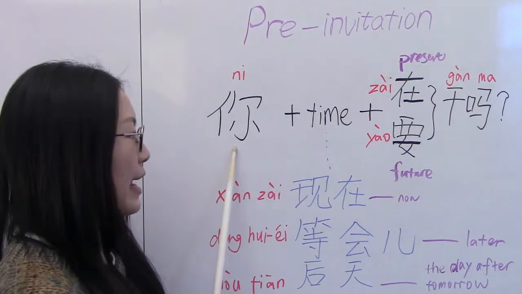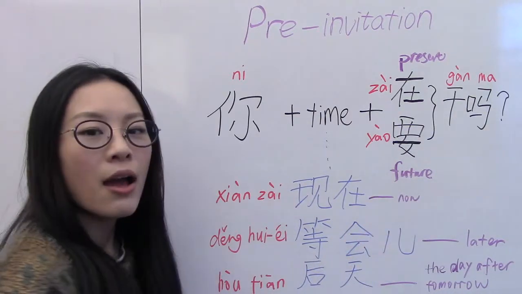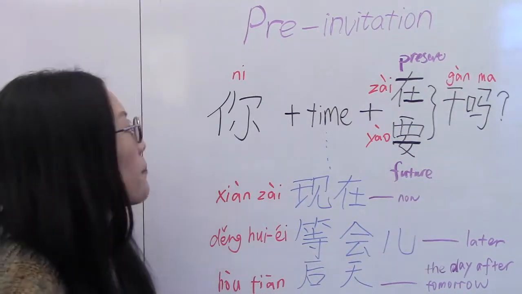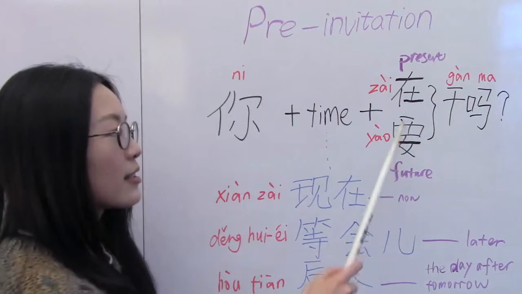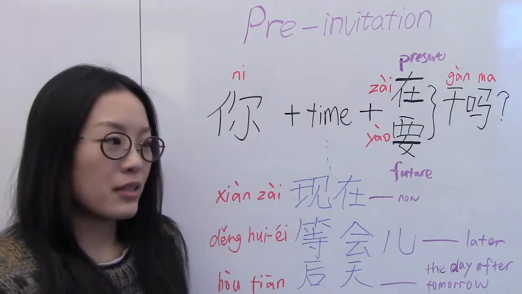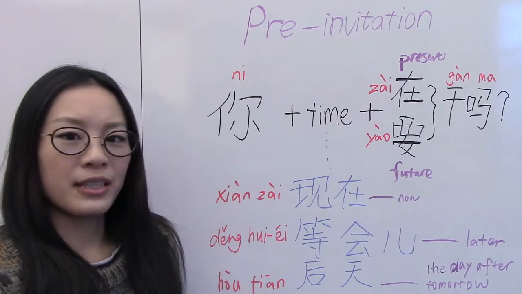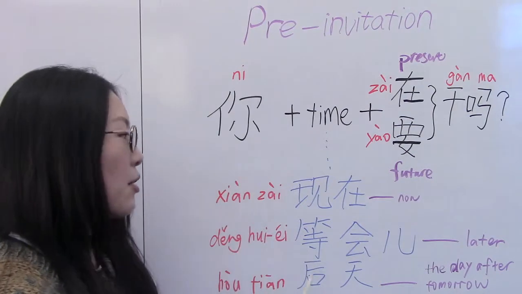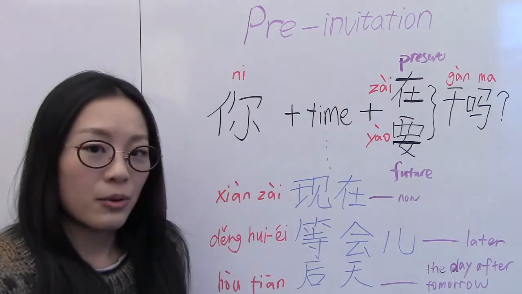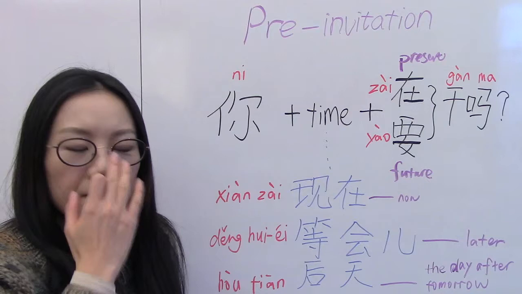Suppose you're saying 你现在在干嘛, which means what are you doing now. 你等会儿要干嘛, which means what are you gonna do, what are you doing later. Or 你后天要干嘛, what are you doing the day after tomorrow.